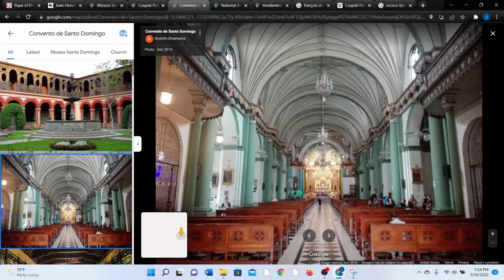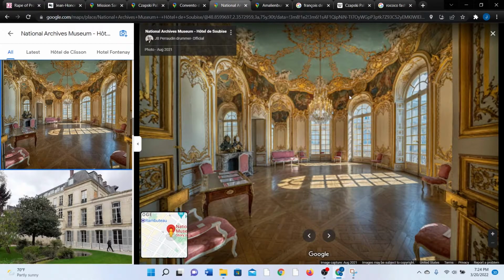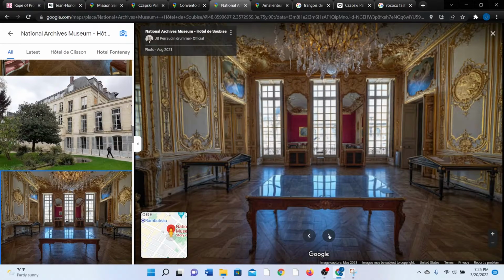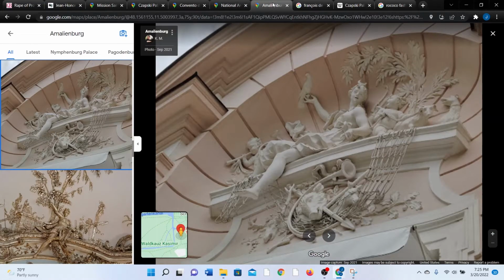A convent in Lima, Peru. We can see some familiar rib vaulting that we've been learning about, but we also see the color here, like the pastels. It's light. And here's another one, the Hotel de Soubise. This is Germain Boffrand, and we've got just opulence here. It's ridiculous almost, right? And Emilienberg. This is Francois de Couville.